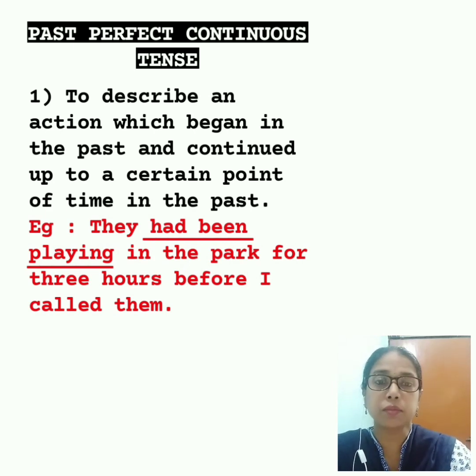So such a sentence also in which the action began in the past and continued for a certain time in the past, that will be written in the past perfect continuous tense. So children, these are all the rules related to the use of past tense. Be very careful while using the different forms in your sentences.